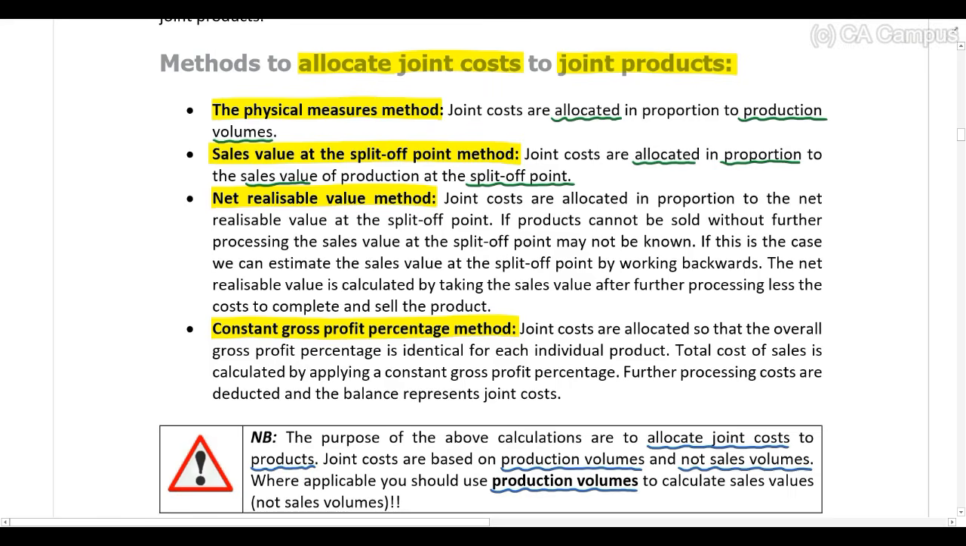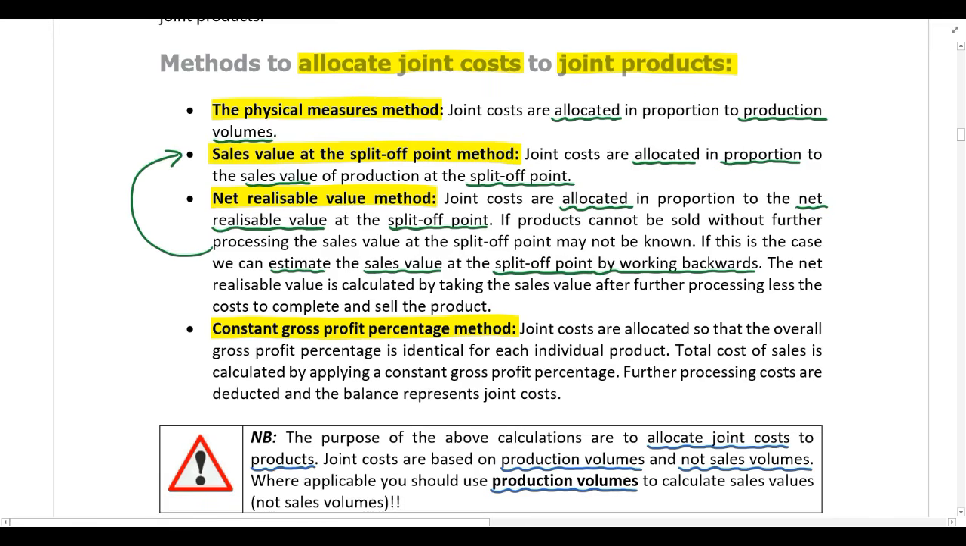If the net realizable value method is used, joint costs are allocated in proportion to the net realizable value at the split-off point. If the products can't be sold without further processing, then the sales value at the split-off point may not be known. And then obviously you won't be able to use the second method of allocation. If this is the case, we can estimate the sales value at the split-off point by working backwards.